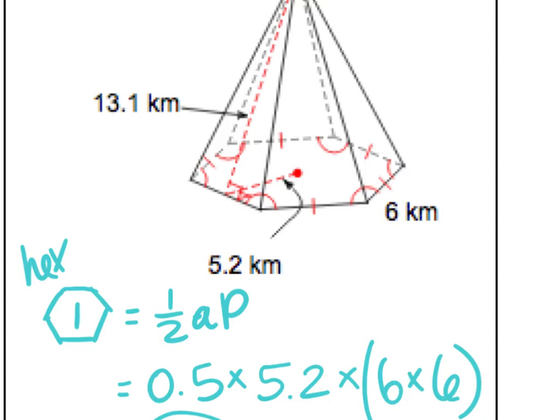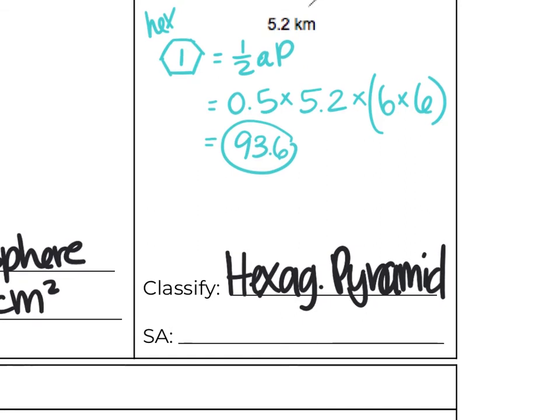So really, I only need to find the area of one triangle and then do what with it? Multiply by 6. Good. So let's do triangle. I'm going to write a 6 in there. Okay, so area of a triangle. What's the formula for area of a triangle?